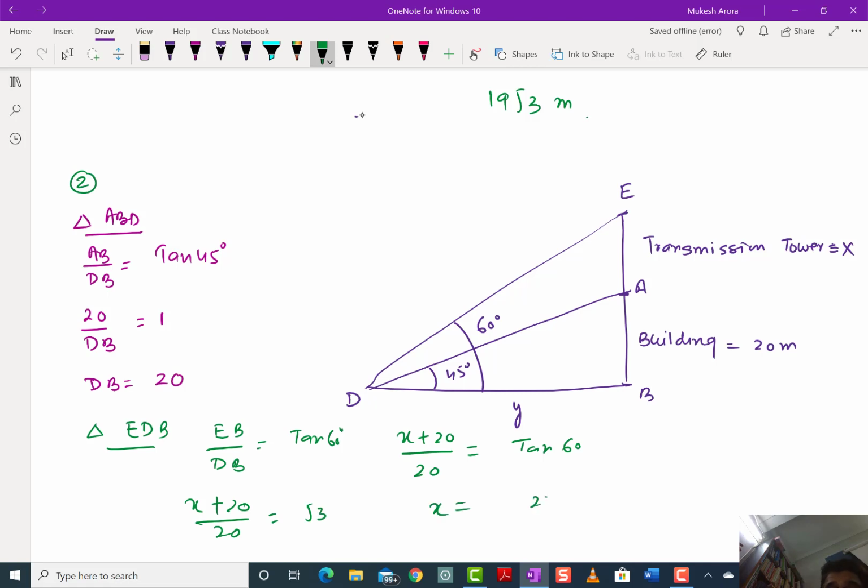X is equal to 20 root 3 minus 20. 20 into root 3 minus 1, that can be answered, or 20 into 0.732, that will be 14.64 meter.